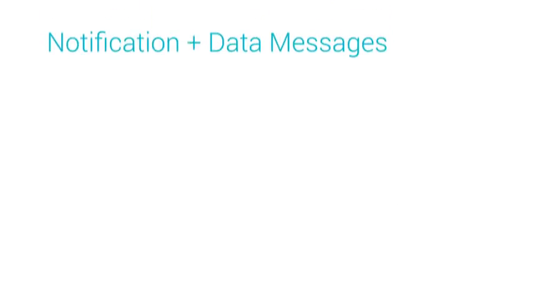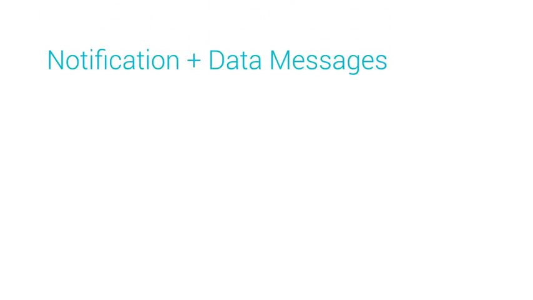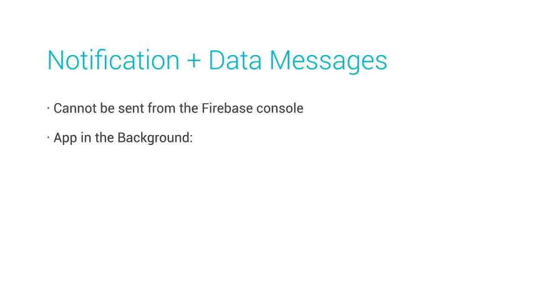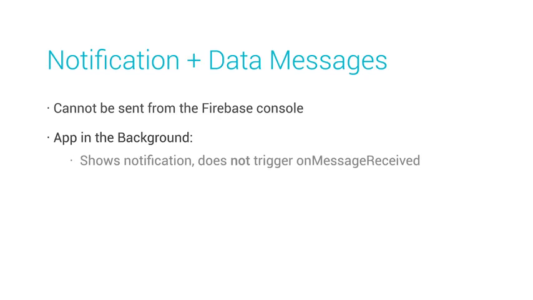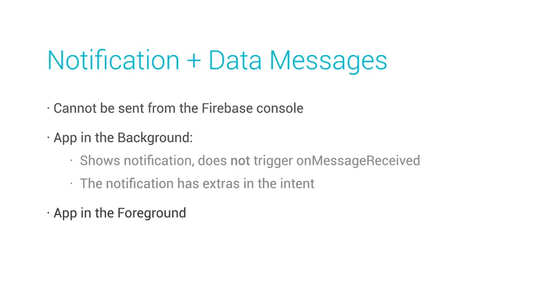I should note that there's also a third option where you can have an FCM message that contains both a notification portion and a data portion. This type of message can't be sent from the Firebase console. It will also behave like a notification message. If the app is in the background, it will show a notification, but it will not trigger onMessageReceived. The notification will also have extras in the intent. And if the app is in the foreground, it will trigger onMessageReceived, assuming that you have a Firebase messaging service.